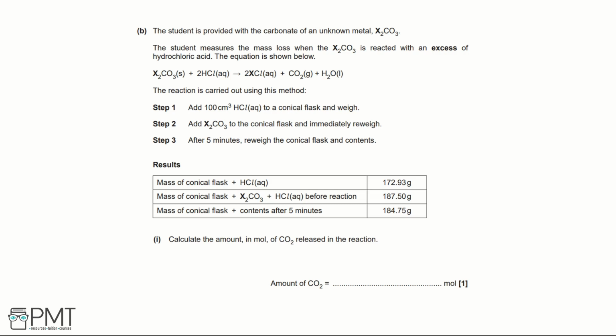Part B. The student is provided with the carbonate of an unknown metal, X2CO3. The student measures the mass lost when the X2CO3 is reacted with an excess of hydrochloric acid. The equation is shown below. The reaction is carried out using this method. Step 1. Add 100 centimetres cubed of hydrochloric acid to a conical flask and weigh. Step 2. Add X2CO3 to the conical flask and immediately reweigh.